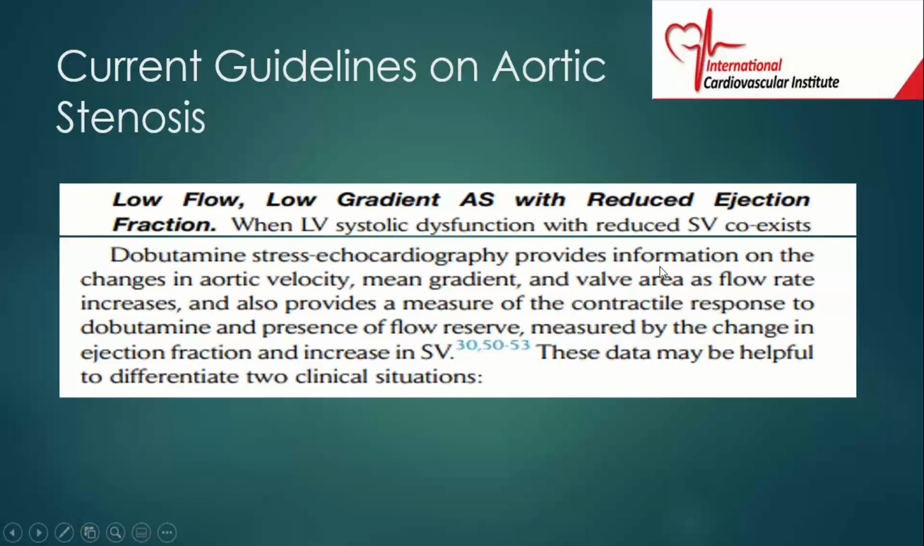So the dobutamine stress echo provides information on changes in the aortic velocity, the mean gradient, and the valve area as the flow increases. So you're going to give the dobutamine. Remember, the dobutamine increases the contractility of the heart, and it's supposed to increase the flow across the valve. And if it increases the flow across the valve, then it's supposed to increase the stroke volume. It's supposed to increase the velocity, and it's supposed to increase the gradient. So that's the rationale behind using the dobutamine stress echo.